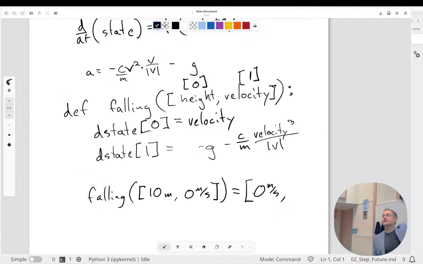What's our initial acceleration? Gravity? Yeah, because we don't have any speed yet, so there is no drag yet. At least not yet.